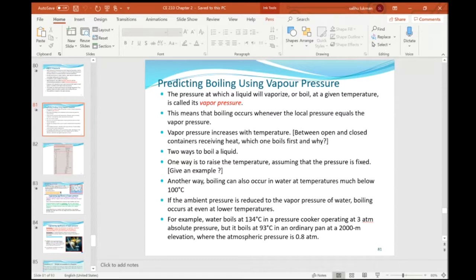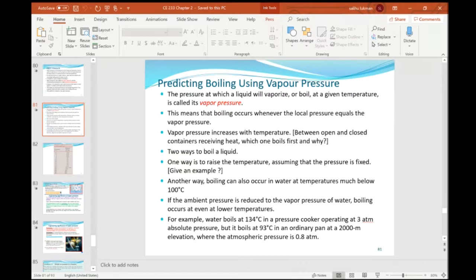And that means in Himalaya, the boiling temperature will be lower because the atmospheric pressure is lower. Once the atmospheric pressure is lower, it takes less amount of heating to reach the atmospheric pressure. Hence, the boiling can occur at lower temperature. Okay. If the ambient pressure is reduced to the vapor pressure of water, boiling occurs at lower pressure. Of course, this is still in line with what I have explained.